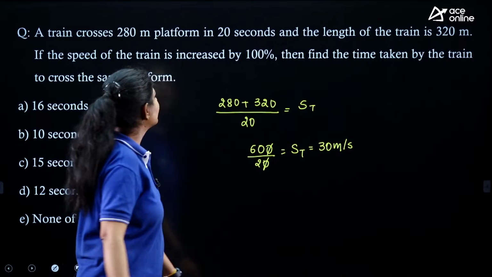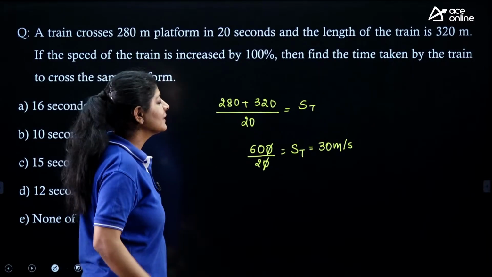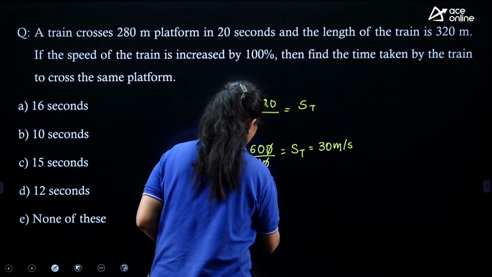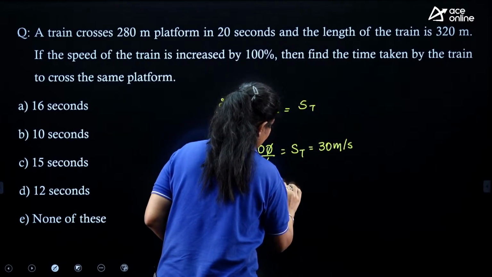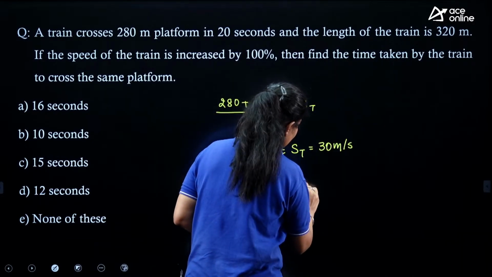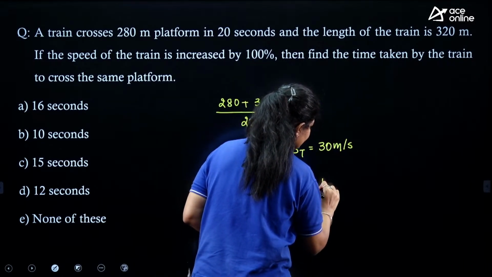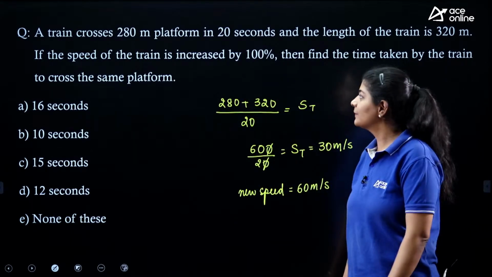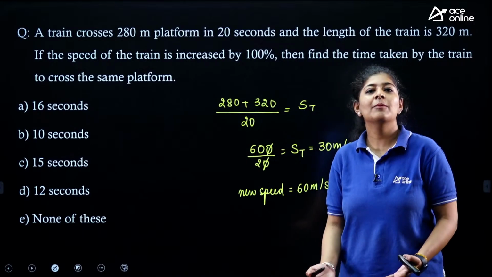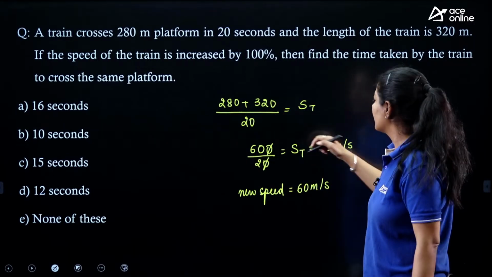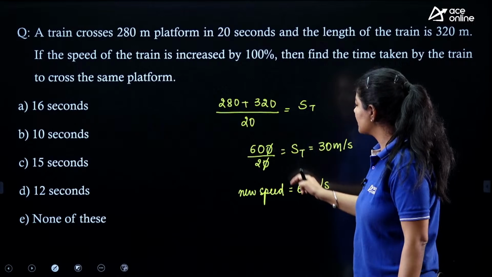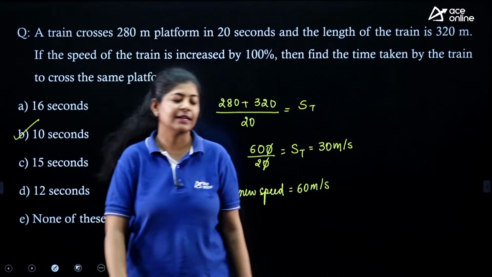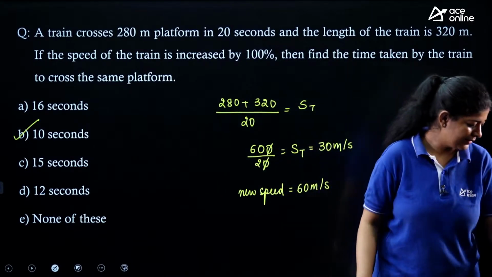Now the question is saying that if the speed of the train is increased by 100%, that means it will become the new speed. The new speed is nothing but 60 meters per second, and we need to find out in how much time it will cross the same platform. So instead of 20, just put 60 and ultimately you will get the answer as 10 seconds. Option B is the correct one, right?